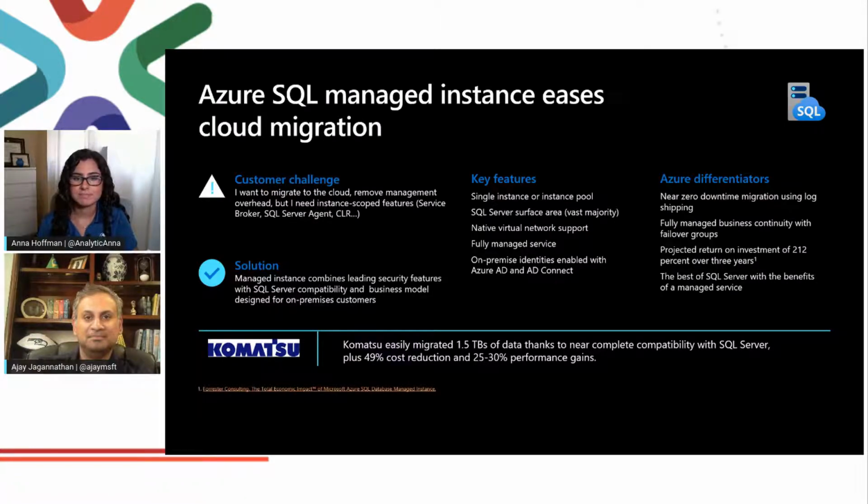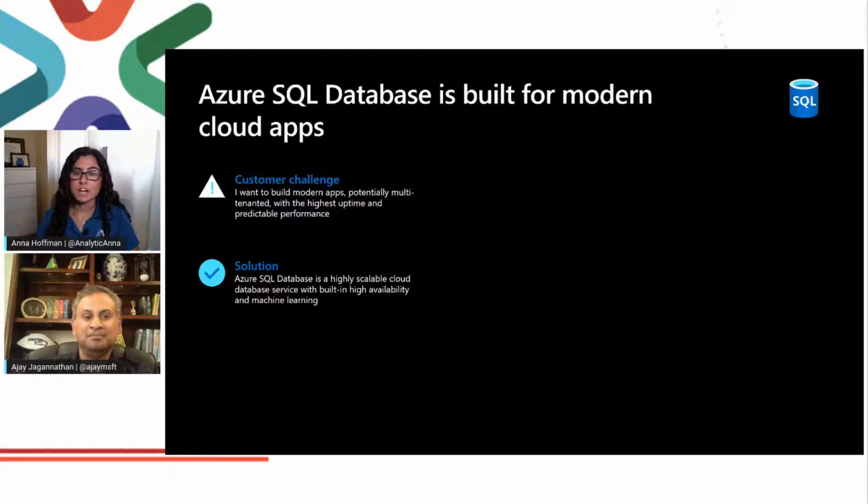Now, if we switch gears and talk about our other platform as a service, which is Azure SQL Database, this is really meant for modern cloud applications. Customers might move to managed instance because they still want to manage a SQL Server and see these instance scope features, whereas many folks moving to Azure SQL Database don't want to worry about any of that. They want to move straight into a database and start to harness some of the power that Azure has. A lot of the innovation that we'll talk about throughout the rest of this session does land in Azure SQL Database.